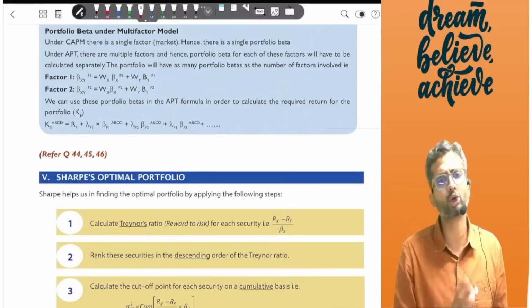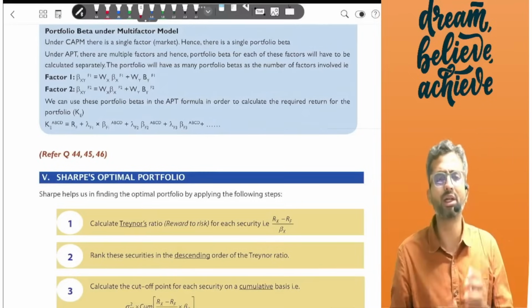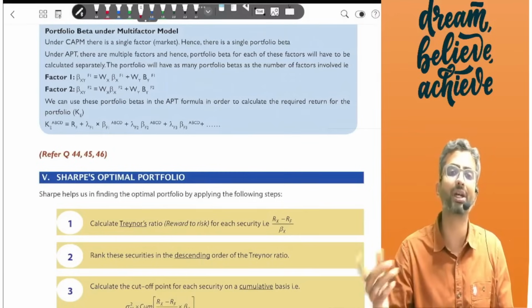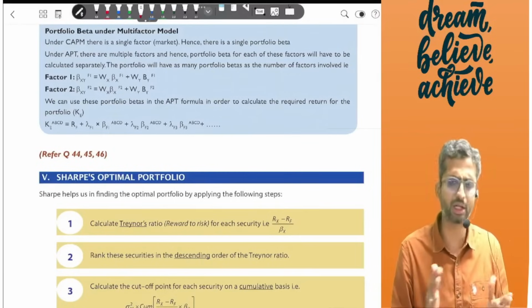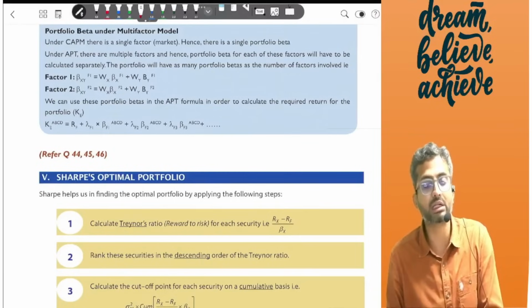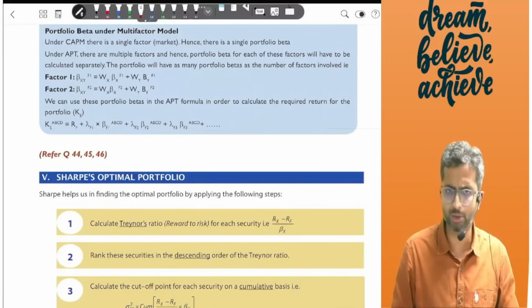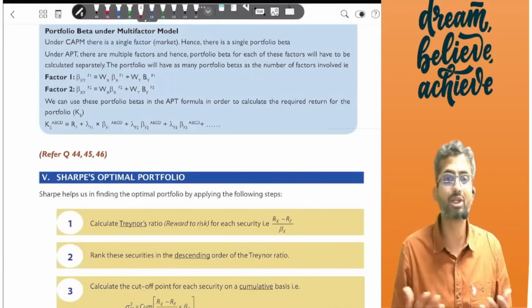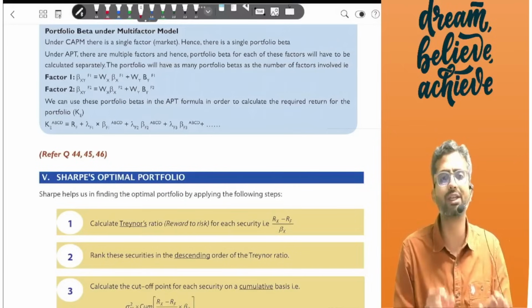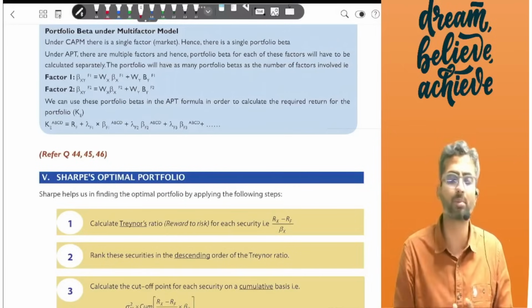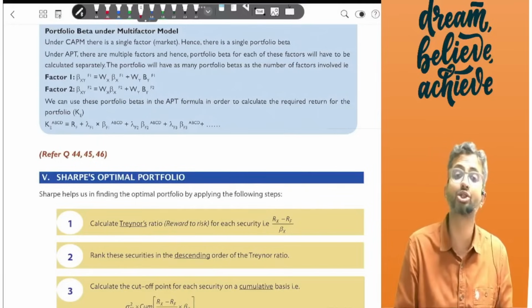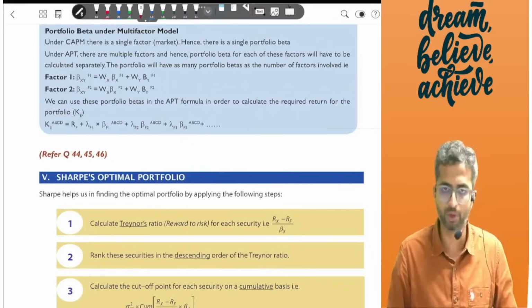Weight of a security into the beta of the security to a particular factor plus the weight of another security into beta of the other security to that factor, and so on. So as many factors are there, that many portfolio betas will be there. So there may be, let's say, 4 factors, and there may be just 2 securities in your portfolio. When you calculate, there will be 4 different portfolio betas because there are 4 factors. So it will show the responsiveness of your portfolio to each of those 4 factors.